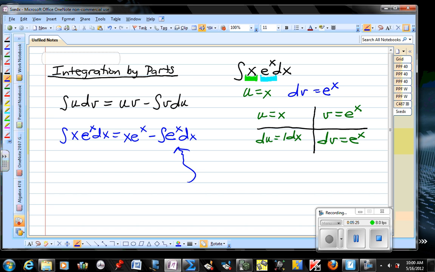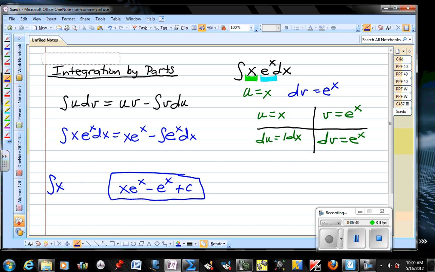So anyways, we can work this out now. We're going to get x times e to the x minus the integral of e to the x, which is e to the x. And of course, we're going to wrap this up with our plus a constant. The integral of x e to the x dx is equal to this expression. Now we have a few minutes left before we have to stop the video and go to part 2. So let's show you where this crazy integration by parts formula came from.